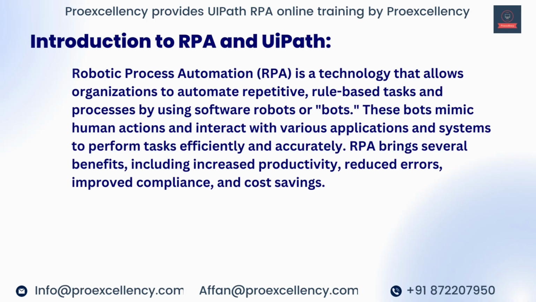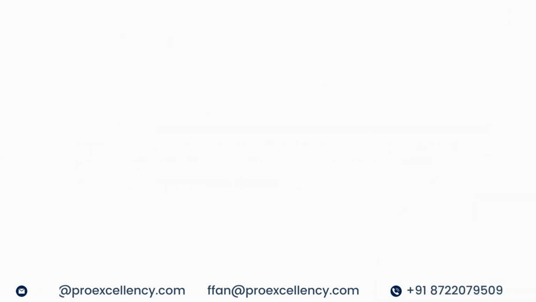Introduction to RPA and UiPath. Robotic Process Automation (RPA) is a technology that allows organizations to automate repetitive, rule-based tasks and processes by using software robots or bots. These bots mimic human actions and interact with various applications and systems to perform tasks efficiently and accurately. RPA brings several benefits, including increased productivity, reduced errors, improved compliance, and cost savings.